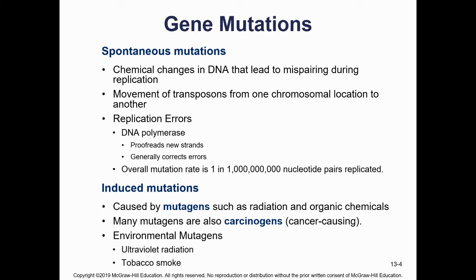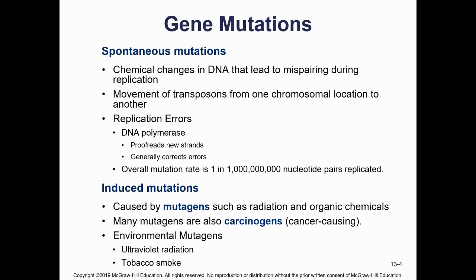So chemical changes in DNA lead to mispairing during replication. So the complementary base pair, if I have a mutation in one of my base pairs, A, C, G, or T, that changes it to one of the other ones, then when it's copied, the complement will be changed as well. We can have movement of transposons from one chromosomal location to another. We're going to learn more about transposons in chapter 15, but those are segments of our genes that do actually move from one location to another, and that can lead to errors if they insert themselves in the wrong place.